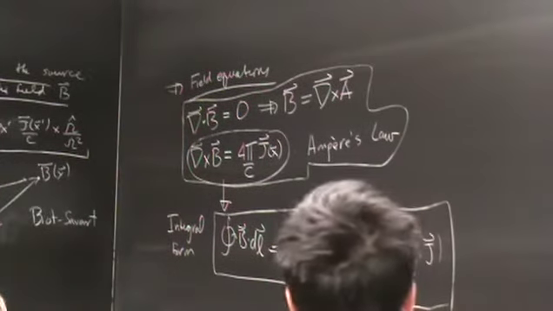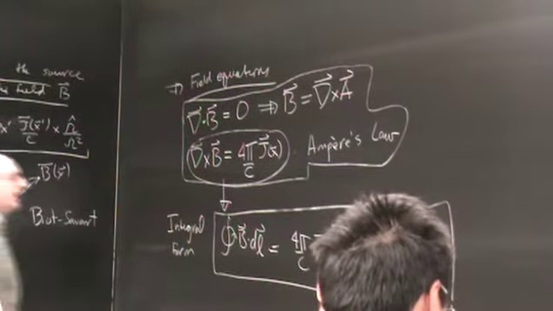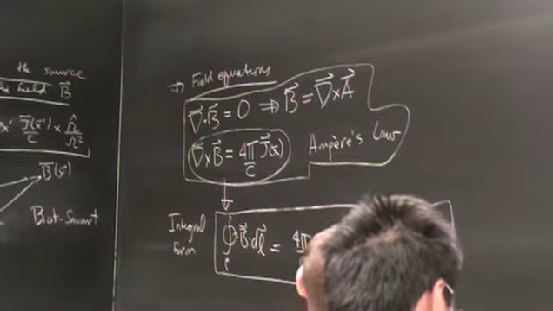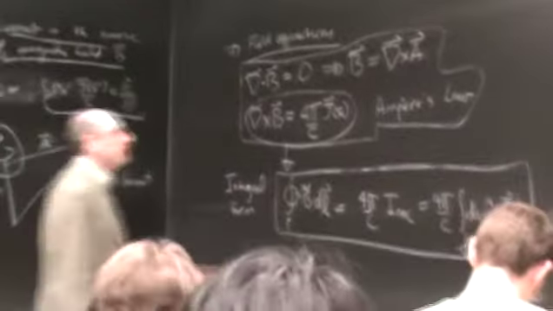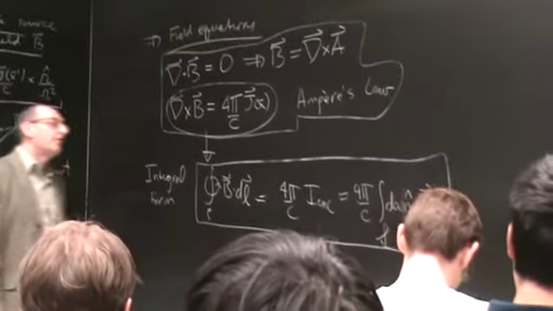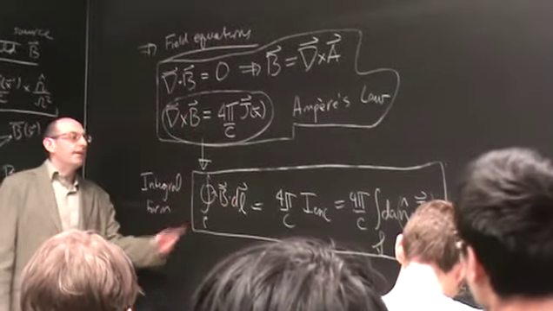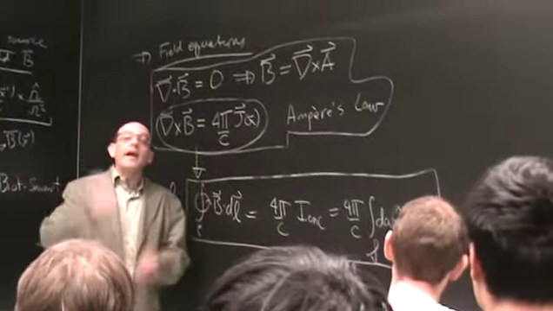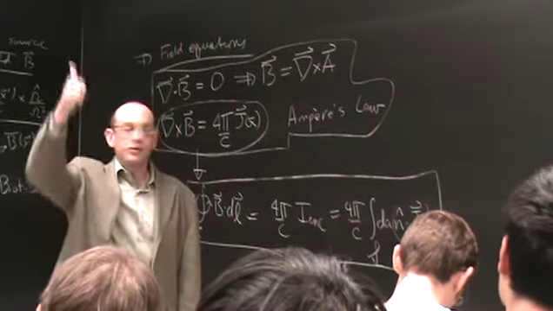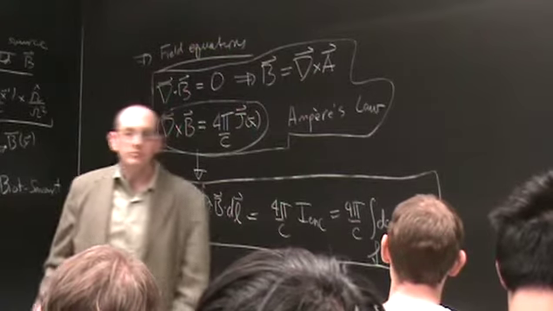Okay? So the integral form says that the circulation integral of the magnetic field around a closed contour is related to the flux of the current density through the surface enclosed by it, with the right-hand rule relating the circulation integral to the direction of the flux.